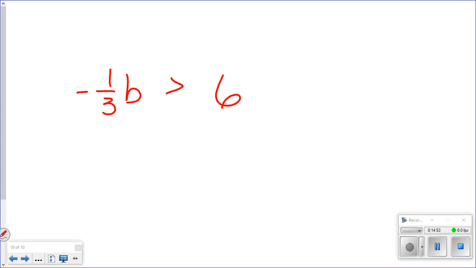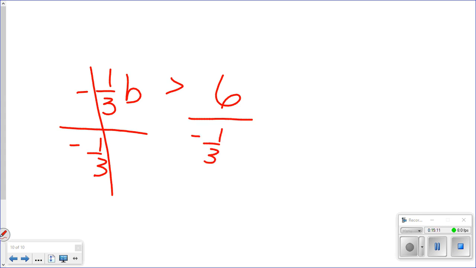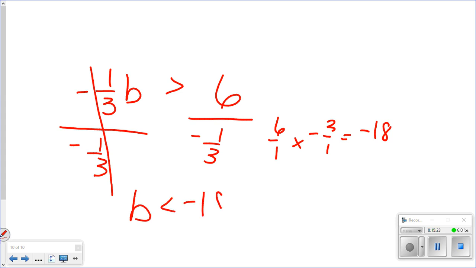Negative 1/3 is the same as a whole number, like a negative 2 or a negative 7. So you're going to divide by what? Negative 1/3, right? To get rid of it. And so this is going to be 6 over 1 times negative 3 over 1. So that's going to be negative 18. But what has to happen to that sign since it was a negative fraction? It has to flip. So that's what it should look like, just like that. Okay, try this one.